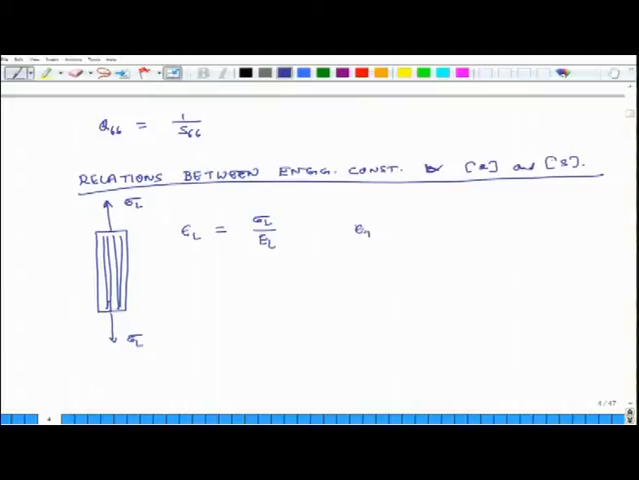Also, there will be a transverse strain because of Poisson's effect. So, this is epsilon T, and that will be only because of Poisson's effect. So, it will be minus nu LT times epsilon L. In this way you can calculate the Poisson's ratio and also the E L. Similarly, if you test this specimen in the transverse direction, you can calculate its E T and nu TL, and so on and so forth.